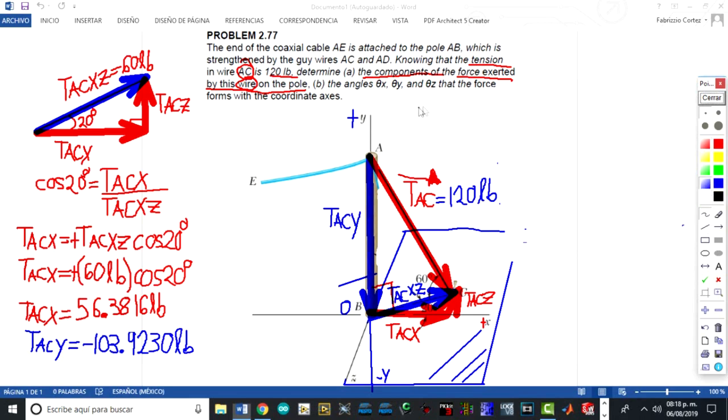So I'm going to say in this right triangle, sine of 20 degrees. What is sine of an angle? It will be the opposite side divided by the hypotenuse. What is the opposite side of this triangle? It will be the C component of the vector in 3D. So it will be TACC, divided by the value of the hypotenuse, that will be TACXC.